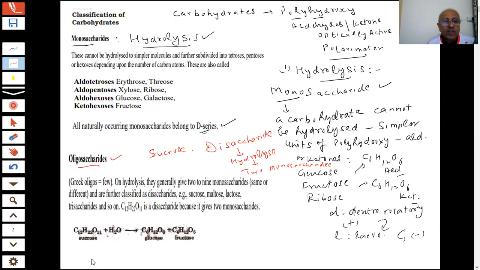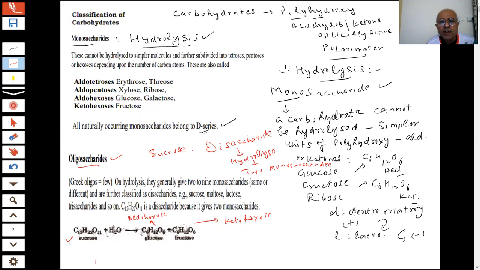Sucrose is the sugar which we are eating. The white sugar which you have at home is sucrose. If I react it with water, what will happen? It will give one molecule of glucose and one molecule of fructose. They have the same formula, but the two are different because glucose is an aldohexose and fructose is a ketohexose. We just told you what aldohexoses and ketohexoses are. These are the differences between the two.